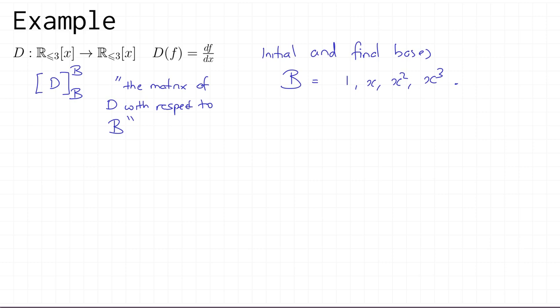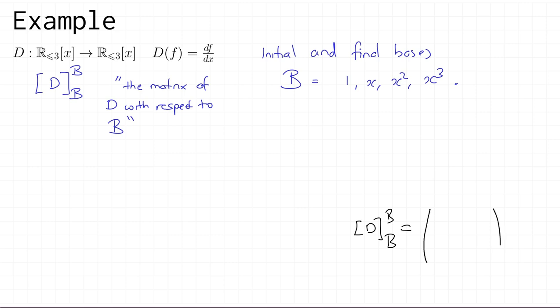So let's work it out. What we have to do is just apply the linear map D to each of our basis elements and look at the coefficients we need to express the image of our basis element as a linear combination of the basis elements. So let's write down the answer or write down the grid and then fill it in. We have a 4-dimensional vector space, and we're going from a 4-dimensional vector space to a 4-dimensional vector space.